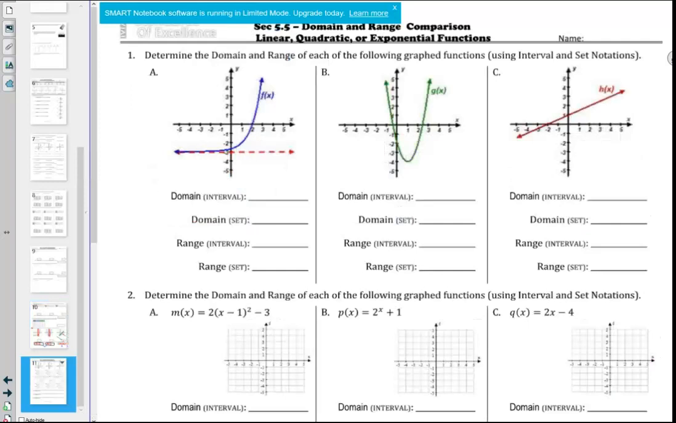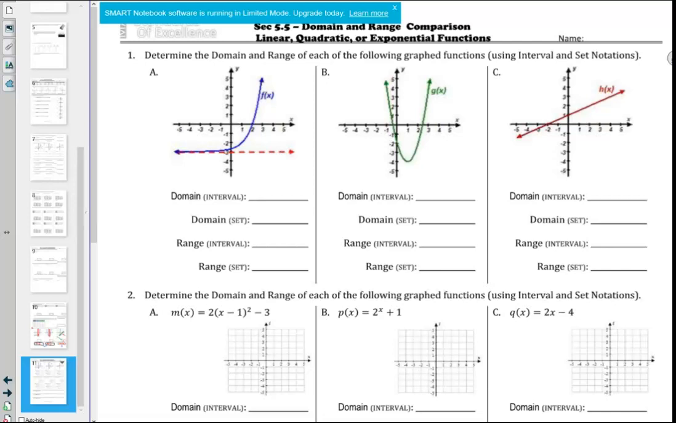Determine the domain and range. Is this the last page that you have? So determine the domain and range of each of the following graph functions using interval and set notation. Okay, perfect. Let's do both. What's the domain? Well, first of all, let's say what type of function. And actually, hint, hint, a big part of the quiz on Friday is just going to be naming them. So it's not going to be multiple choice, so please be able to name them on your own.